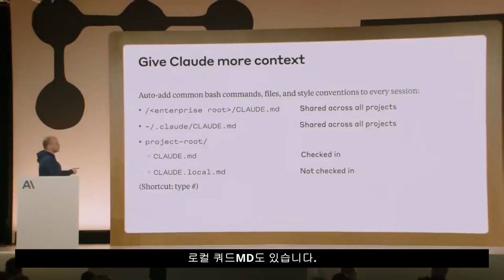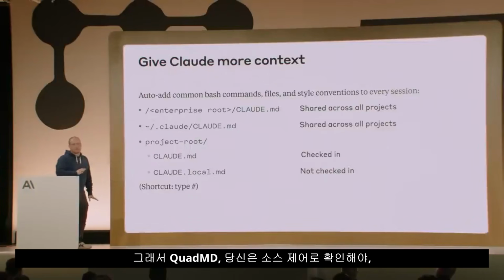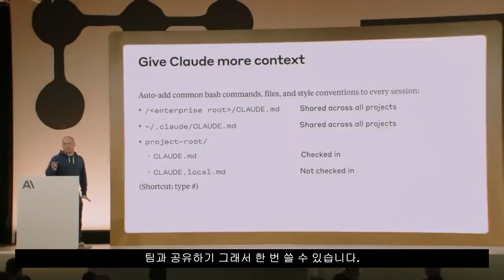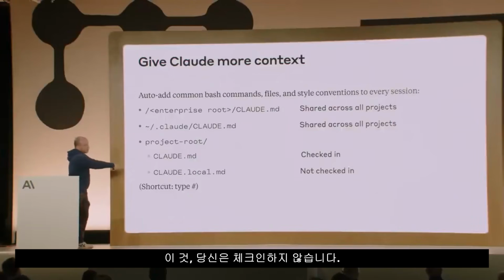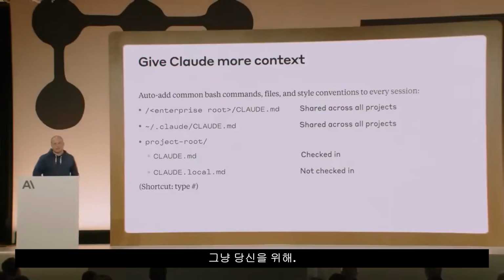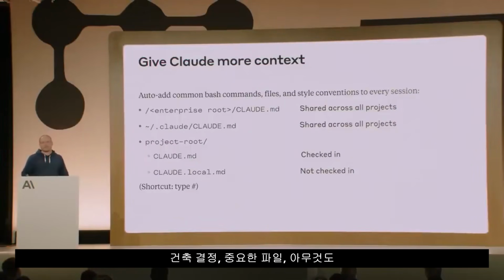You can also have a local CLAUDE.md, and this one you don't usually check into source control. The regular CLAUDE.md you should check into source control and share with your team, so that you can write it once and share it with your team. This one you don't check in. It's just for you. The kinds of things you put in CLAUDE.md are common bash commands, common MCP tools, architectural decisions, important files, anything that you would typically need to know in order to work in this code base.